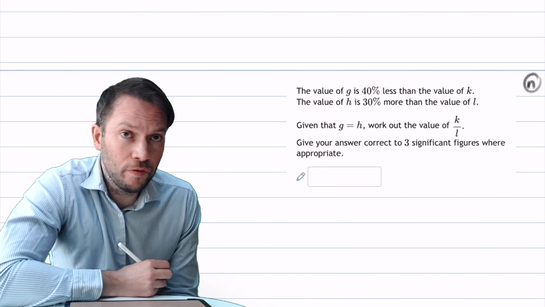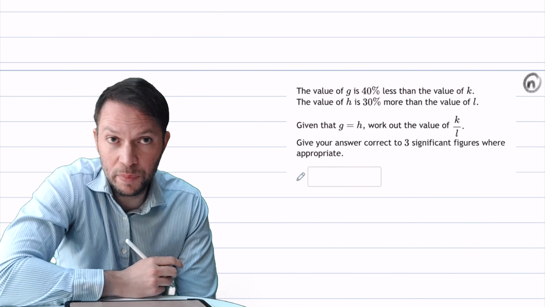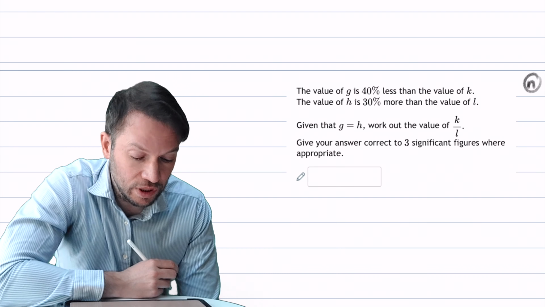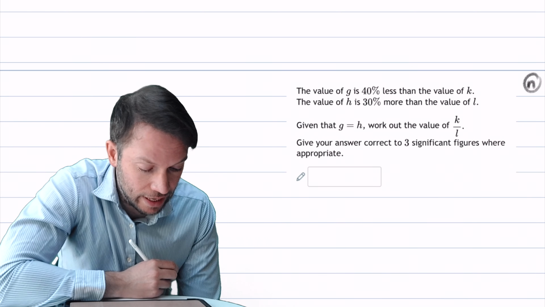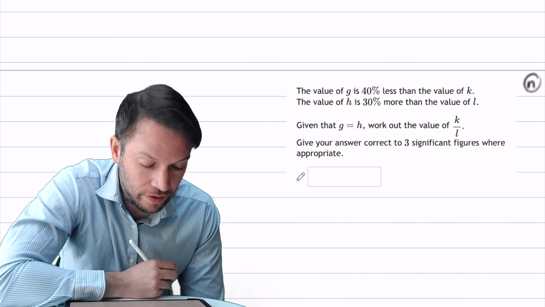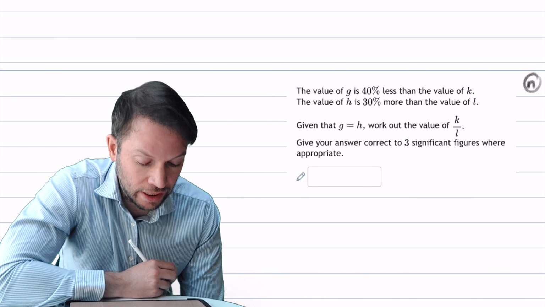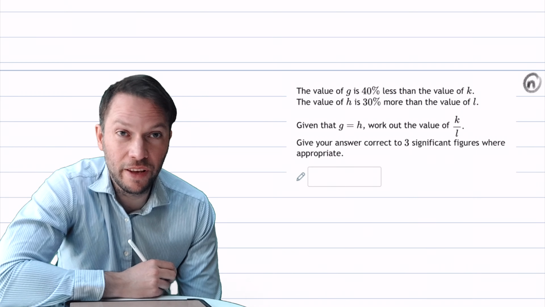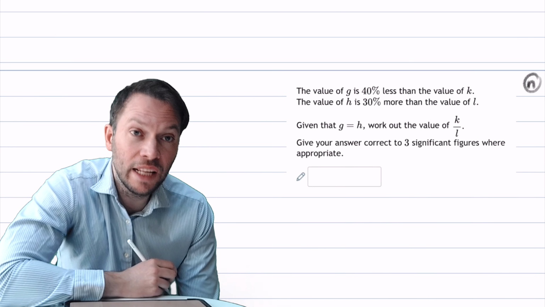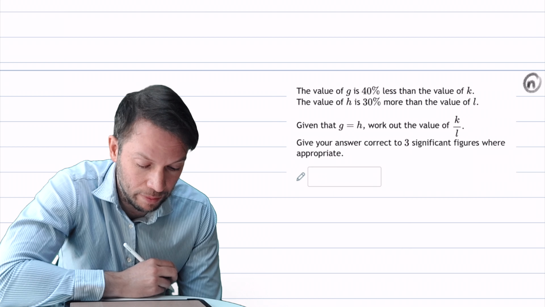In this video, we're going to form equations involving relative percentages of amounts. So we're told the value of G is 40% less than the value of K, and the value of H is 30% more than the value of L, and you're given that G is equal to H. Work out the value of K over L. It's quite confusing, but let's just represent this information bit by bit.